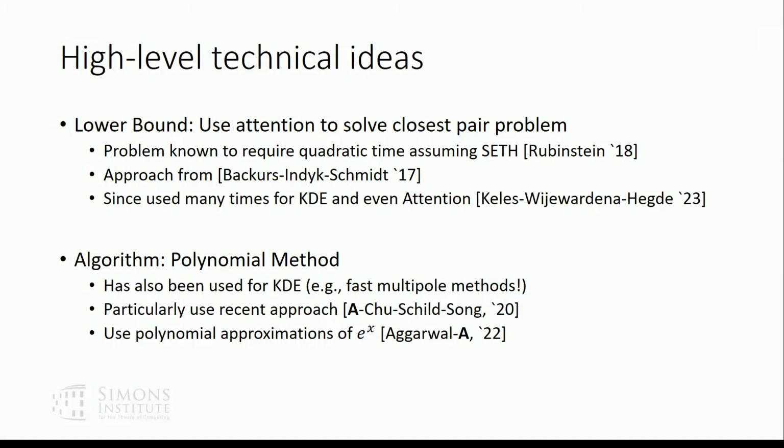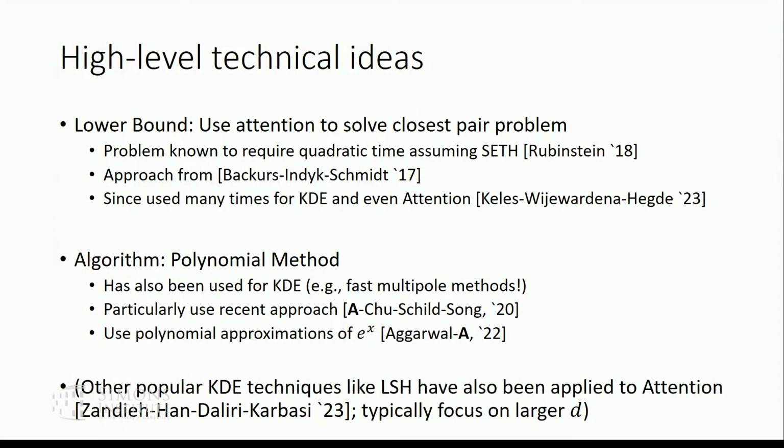Okay, that's the plan. I'm going to tell you about these things. And I'll mention that there are other popular techniques from kernel density estimation, like locality sensitive hashing and so on. These have also been previously applied to attention. We're not the first to notice that attention looks like kernel density estimation. But with these types of techniques, usually if the dimension is higher than log n, like people are asking about, then hashing is more effective than just polynomial methods.